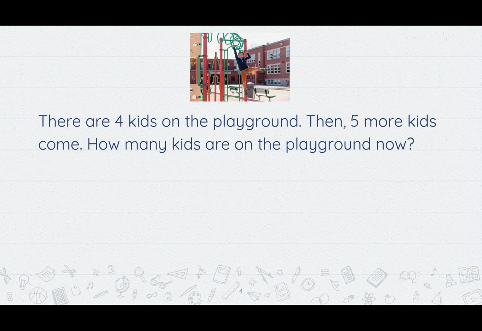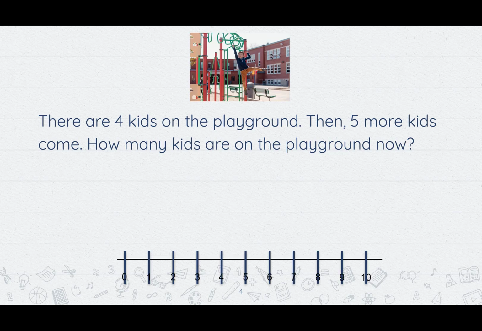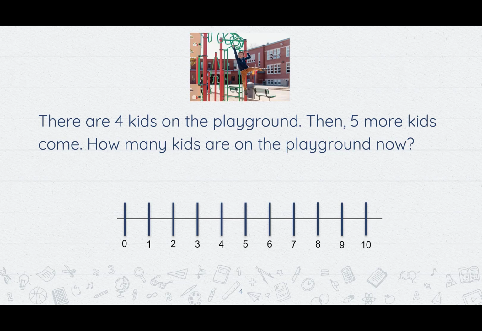So let's try another one. There are 4 kids on the playground. Then 5 more kids come. How many kids are on the playground now? So I need to find how many kids were on the playground first. If I look at my first sentence, it says there are 4 kids on the playground. So I know that I'm going to be starting with the number 4. It says then 5 more kids come.